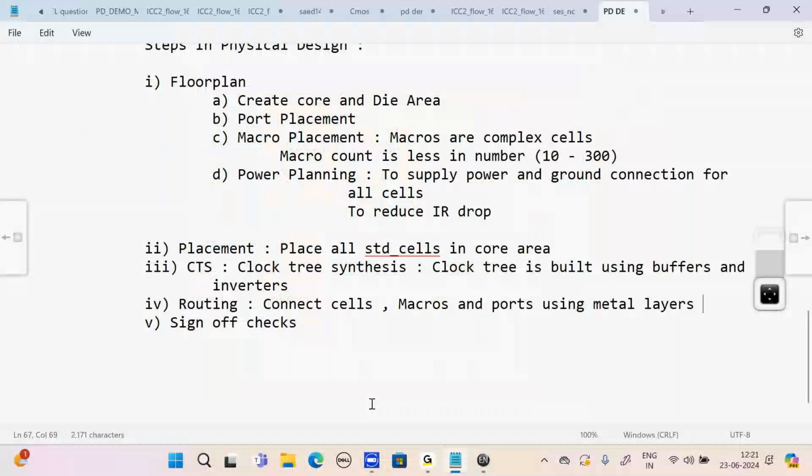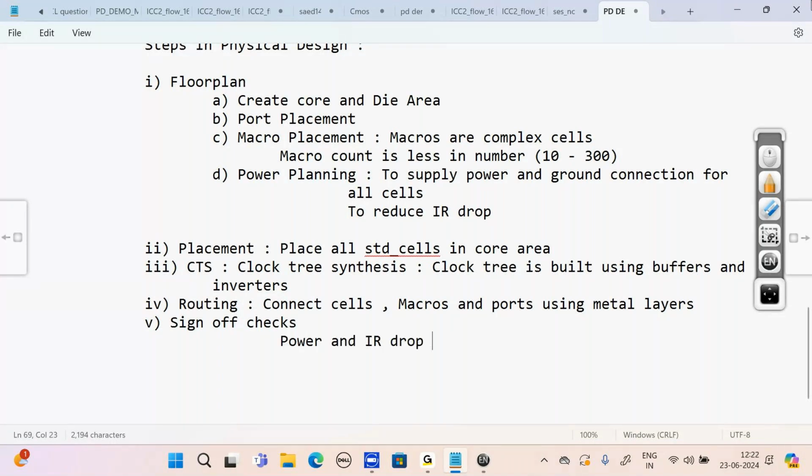After routing, we do sign off checks. Sign off checks means final checks after the layout is done. So what are the checks we have to do? See, mainly we do 3 checks. One is power and IR drop check. That is called power sign off.